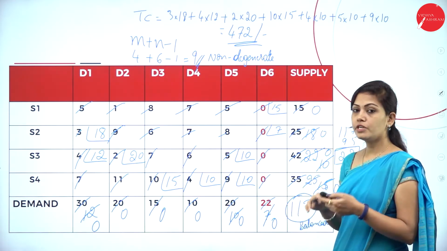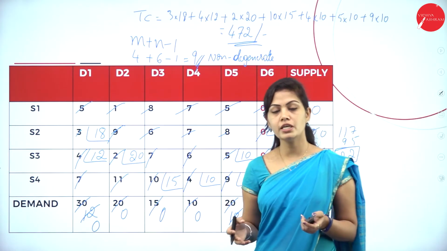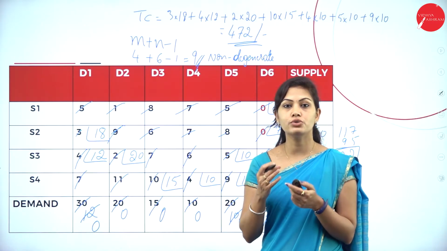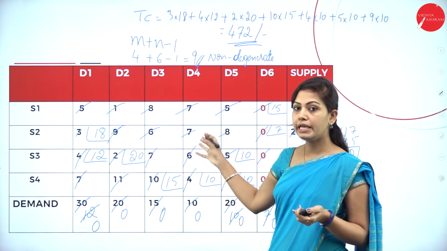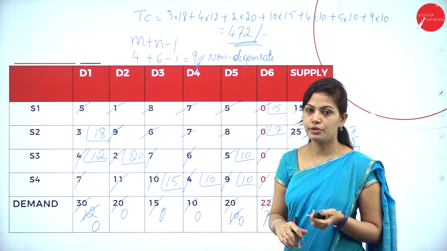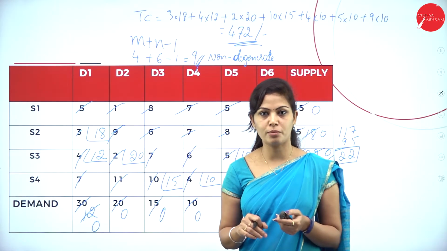So here, first we have to check whether it is balanced or unbalanced. If it is balanced, you can proceed. If it is unbalanced, you have to add a dummy row or dummy column according to the requirement. After that, you have to select the least cost cell and compare it with the supply value and demand value. So this is your least cost method unbalanced problem.